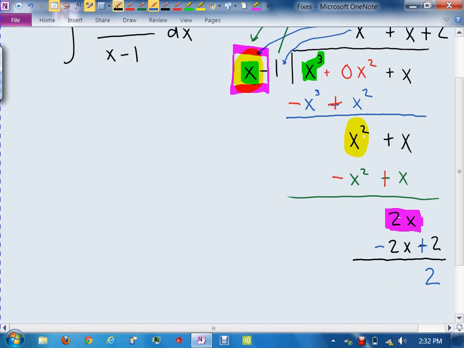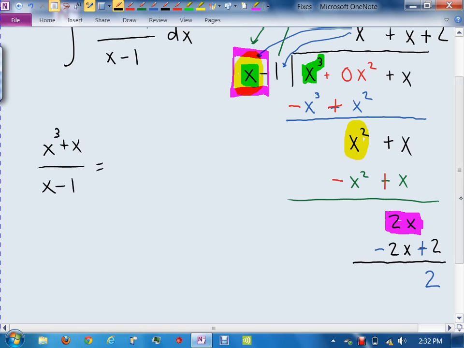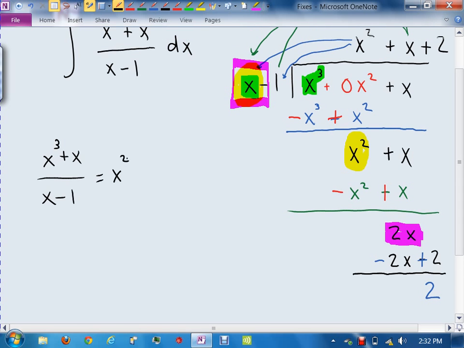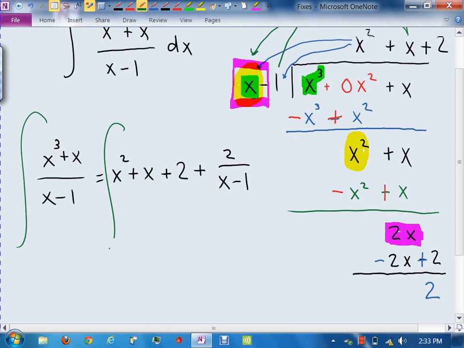So this is what we get. We get that x cubed plus x over x minus 1 is equal to, what is it equal to? X squared plus x plus 2 plus our remainder 2 over what we divided by, x minus 1, right? Remainder over divisor. So check it out. This is actually pretty cool. This integral is this integral. And it just got way cleaner, didn't it?